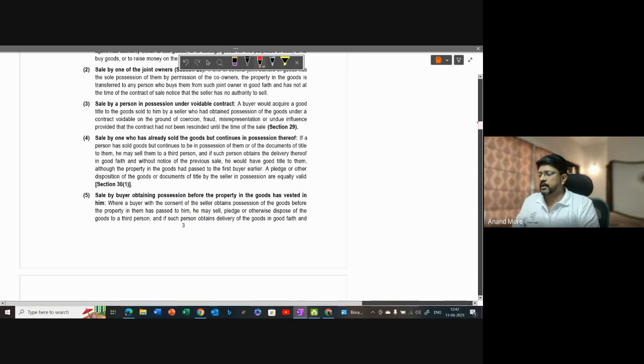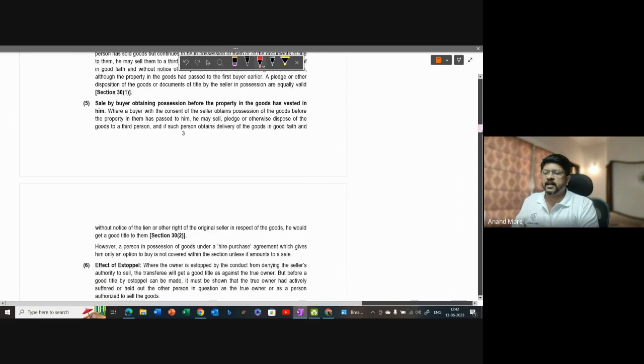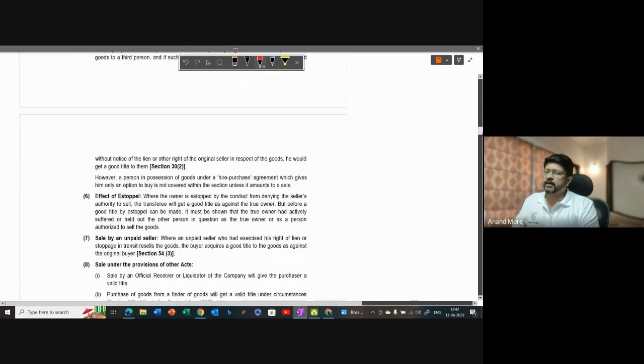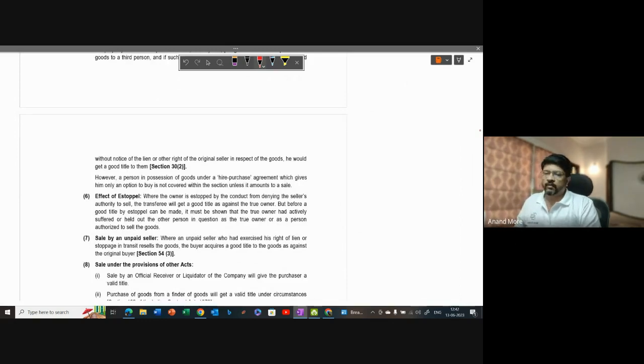Next, sale by a buyer obtaining possession before the property in the goods has vested in him. For example, seller return basis; here the exception is hire purchase. Under a hire purchase agreement, you cannot sell until you have completed the last installment. And then effect of estoppel: when the owner is stopped by his conduct from denying the seller's authority to sell, then the transferee will get a good title against the true owner.